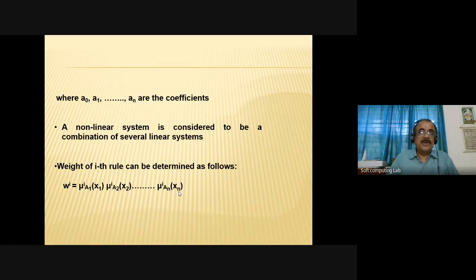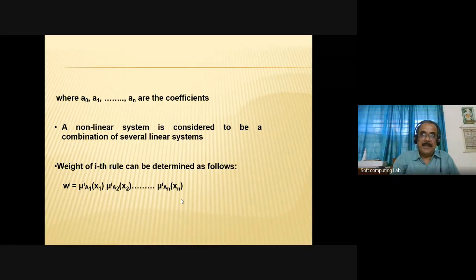Now in Takagi and Sugeno's approach, a nonlinear system is considered to be a combination of several linear systems. So approximately, one nonlinear system can be modeled as a combination of several linear systems. But here the weight of a particular rule, the ith rule, is determined in a slightly different way. How to determine? The weight of the ith rule, that is wi, is nothing but mu a1i corresponding to x1, multiplied by mu a2i corresponding to x2, multiplied by mu ani corresponding to xn. So here all the mu values I'm just going to multiply.